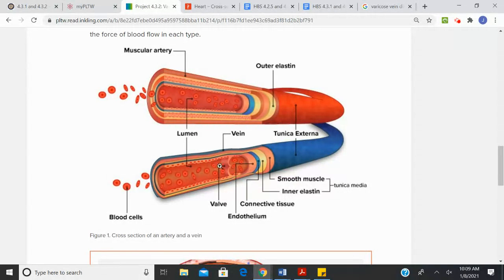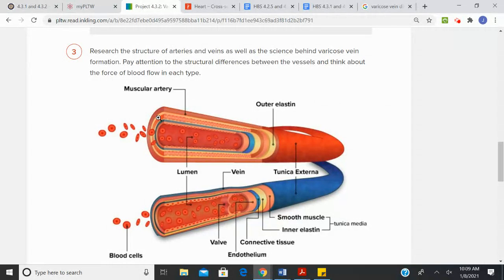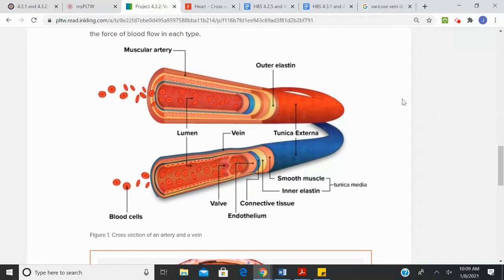The one thing that you do see that veins have that arteries don't is the valve. And so valves are necessary. If, let's say, blood has to return from your foot back to your heart, it's fighting against gravity. And so these valves in the vein help prevent backflow. So that will help you, I think, with some of your problems on this.